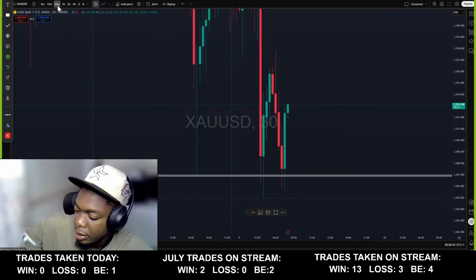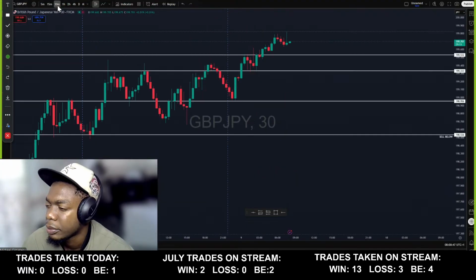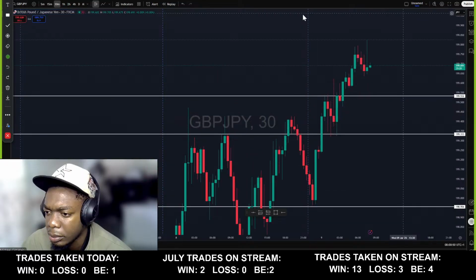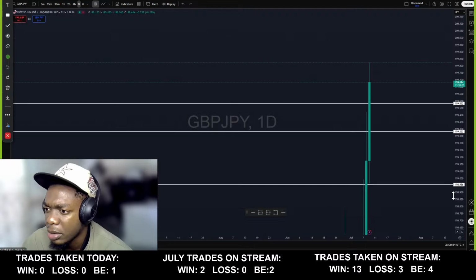Let's wait, guys. Then for GJ, let's see GJ. GJ is breaking every structure, just breaking every structure. So let's see GJ on the daily time frame.